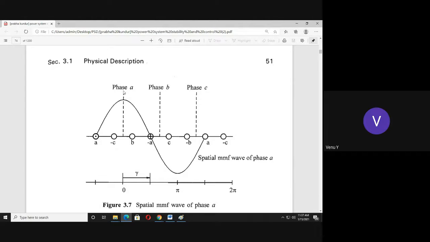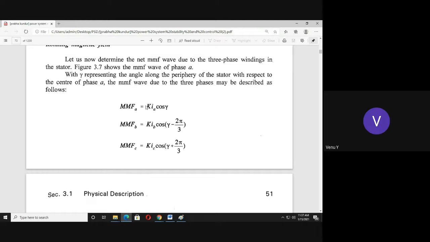The axis of phase A is in the middle of the sine wave here. From phase A, you can measure the angle gamma. So MMF is a function of gamma. K is the number of turns. IA is the current flowing through phase A. IB and IC are the currents flowing through phase B and phase C respectively.